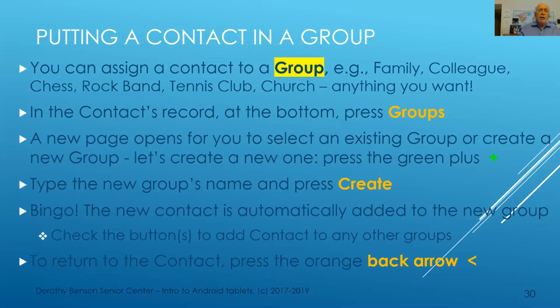You can create those. Now, anybody can be in 0 or more groups. You don't have to put them in any group, or you can put them in one group, and you can put people in 2 groups. So maybe members of my family might be in the family group as well as in my church group, right? That would be a common situation, but I can then get to any of those groups just by choosing the group. So in the contact record at the bottom, press groups. There's a little word that says groups, right?